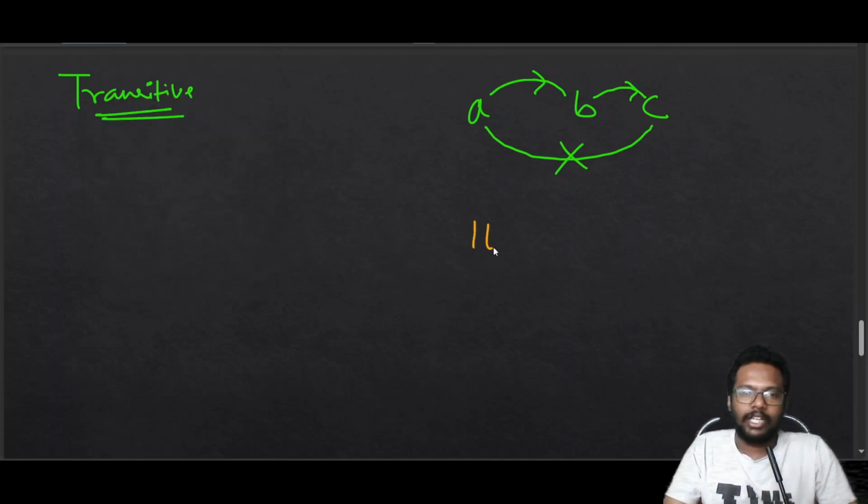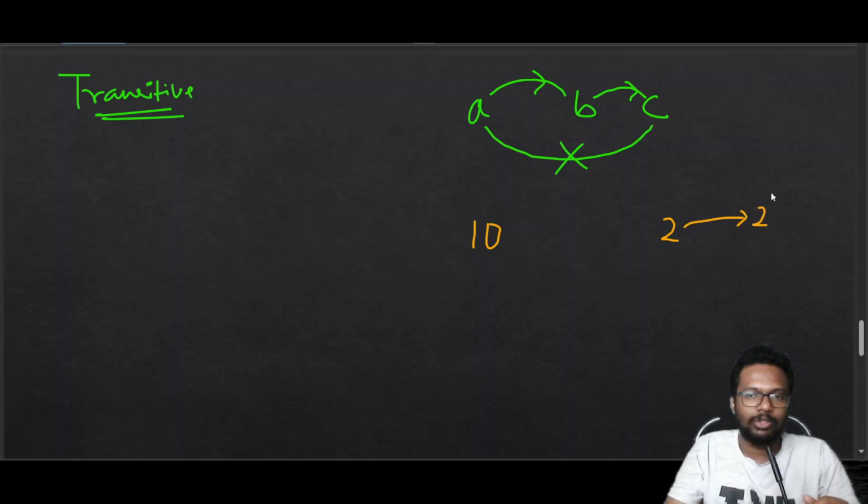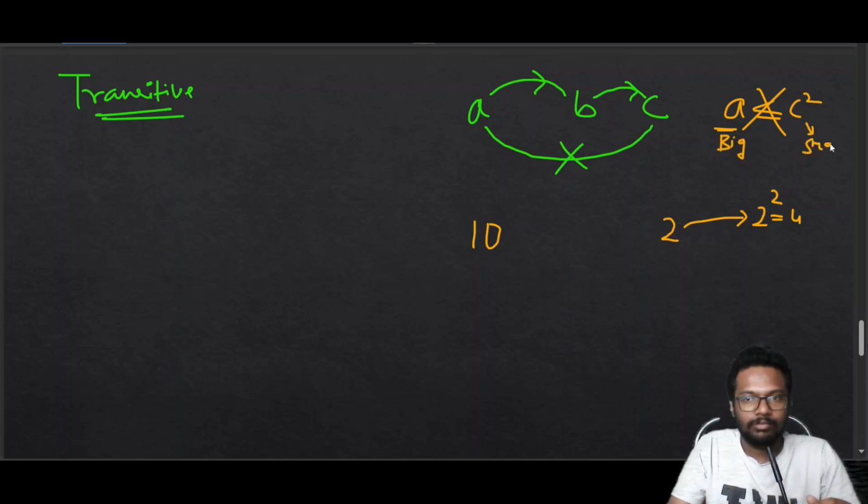So start with a big number, 10, and here we consider 2. Why am I considering 2? If you square this, 2 squared becomes 4, which will be less than 10. So it is not satisfying the definition. A less than or equals to C squared should not happen. So A should be a big number and C squared should be small compared to A. That's why I have taken 2 here.